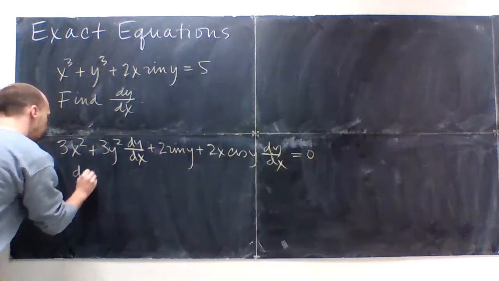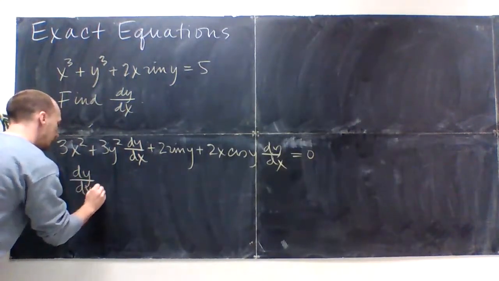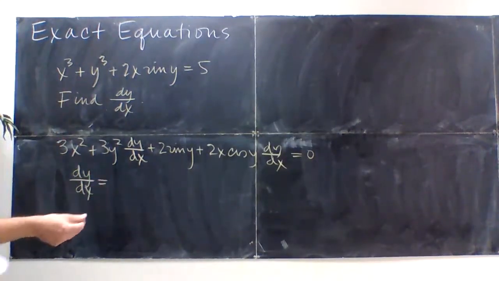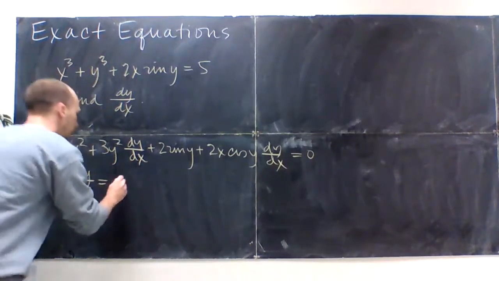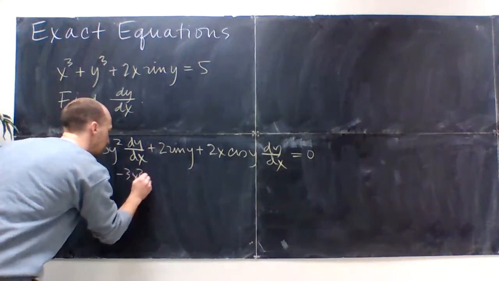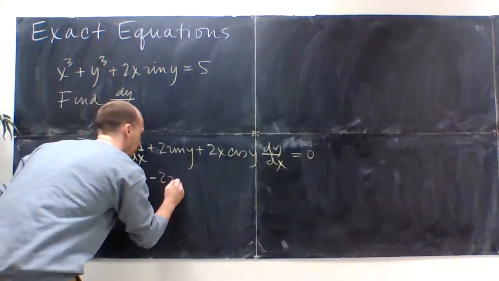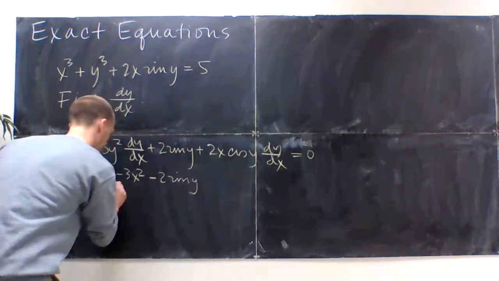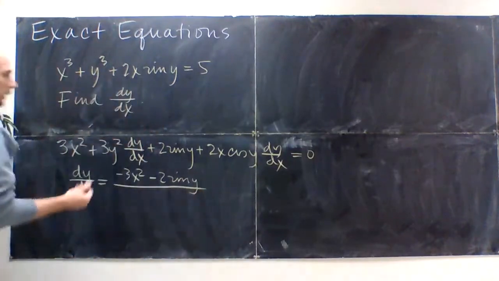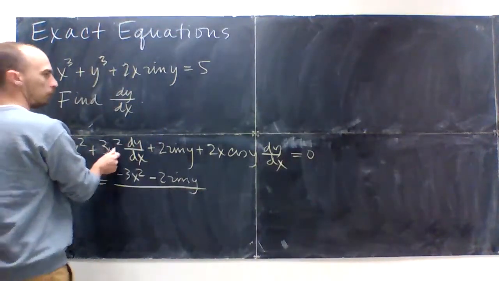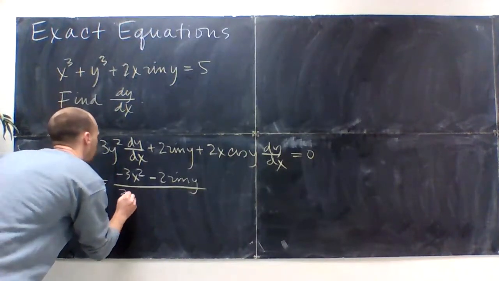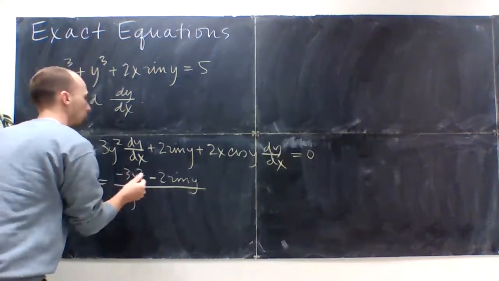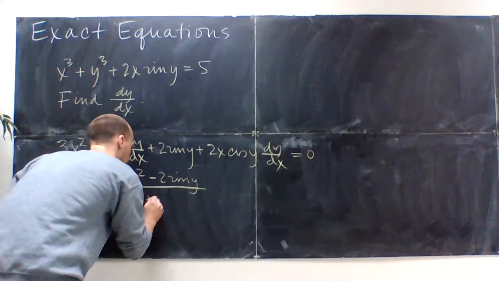So we had eventually that dy dx was equal to, get rid of everything that didn't have a dy dx on it, so that would be negative 3x squared minus 2 sine y. And then we would divide it by everything that had a dy dx on it, so it would be 3y squared plus 2x cosine y.